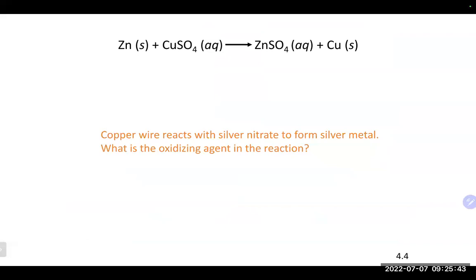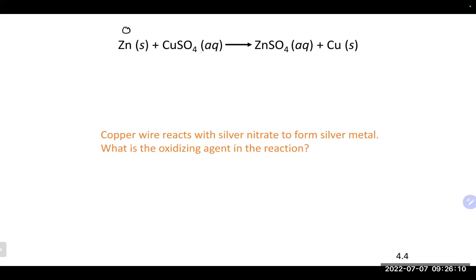So here is zinc plus some copper 2 sulfate, making our zinc sulfate and our solid copper. In this case, this is a redox reaction that is occurring. This, by the way, is also a single replacement reaction, which is another way you can classify this. How do I know this? Because zinc by itself is 0, and this is pretty much what we saw in the previous slide, the picture.